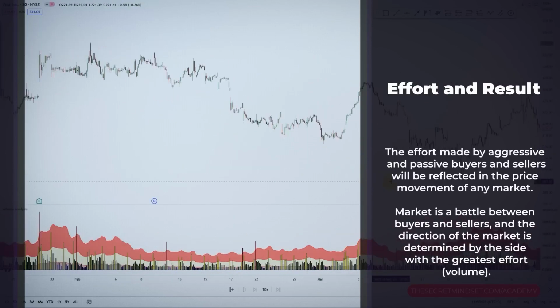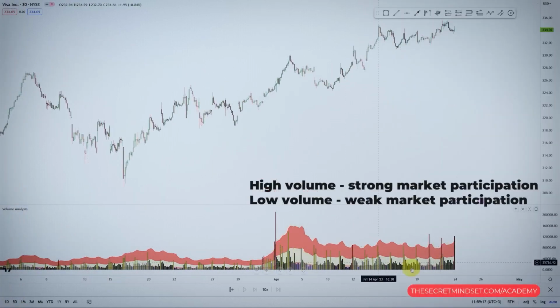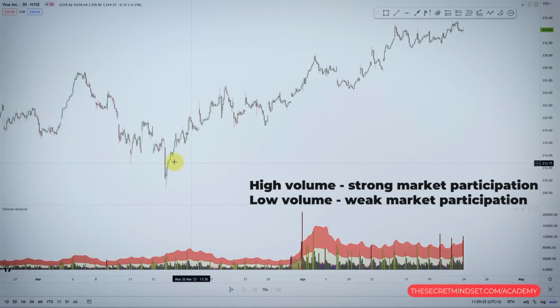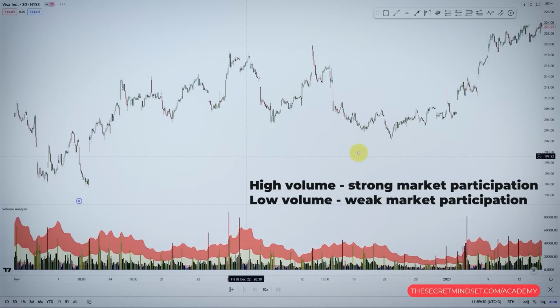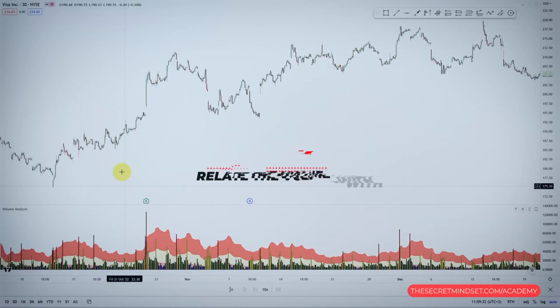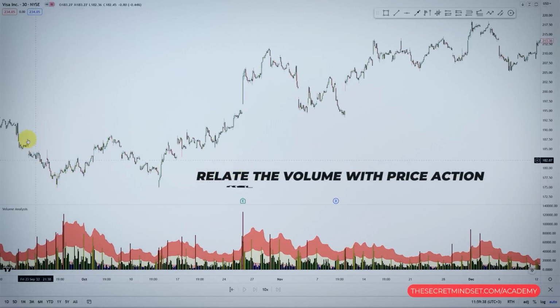The principle is based on the idea that the market is a battle between buyers and sellers, and the direction of the market is determined by the side with the greatest effort, which is represented by the volume. High volume indicates strong market participation, while low volume indicates weak market participation. Volume is very important because it provides insight into market sentiment and future price movements, and it's not difficult to understand once you learn the basic principles of supply and demand. This simply requires you to relate the volume with the price action.